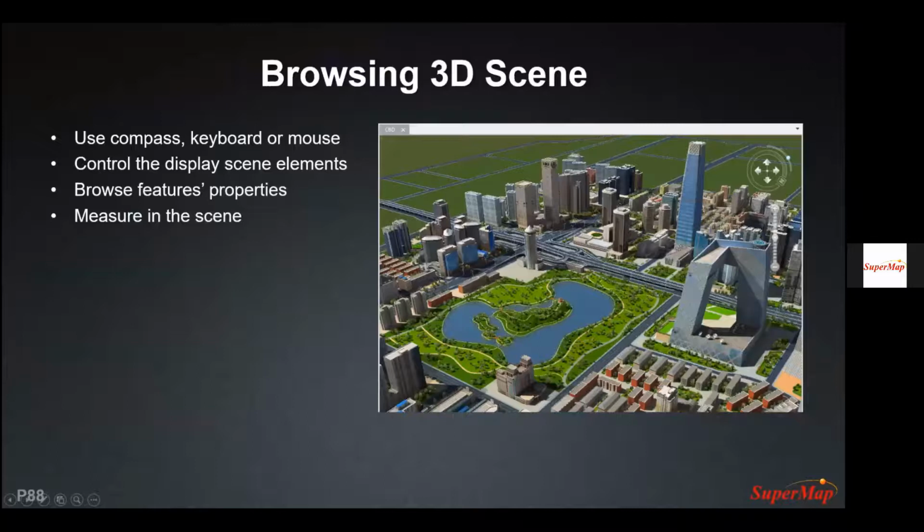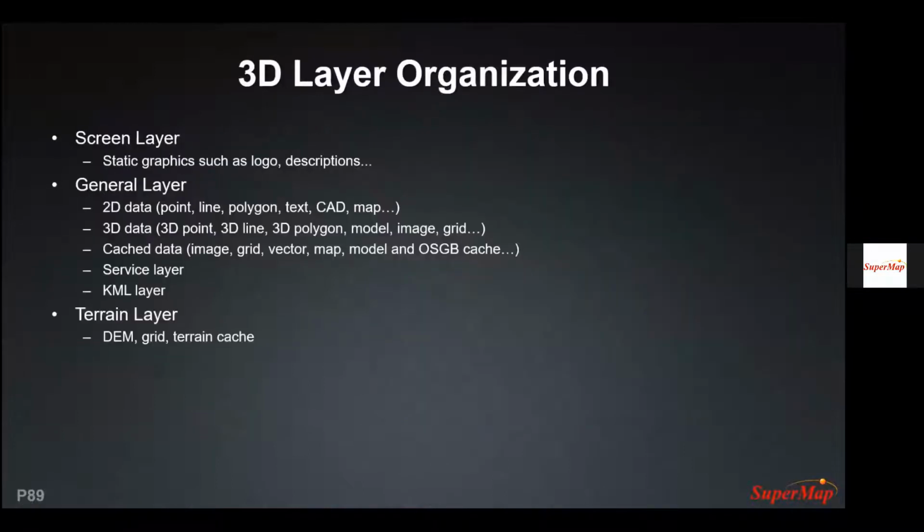Okay, so back to the theory of the 3D layer organizations. As mentioned before, we have three layers in 3D layer organizations, which are screen layers, general layers, and also terrain layers. What is the difference and what kind of data is categorized in those kinds of scenes? For screen layers, we will open only static graphics such as logo, description, so the screen layer cannot be moved to another position.